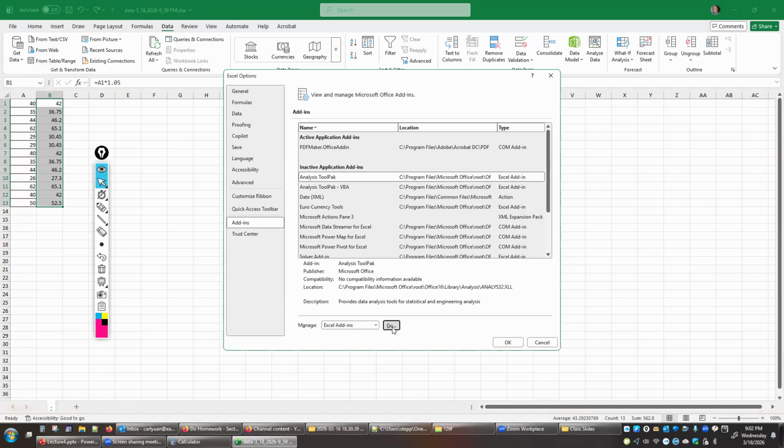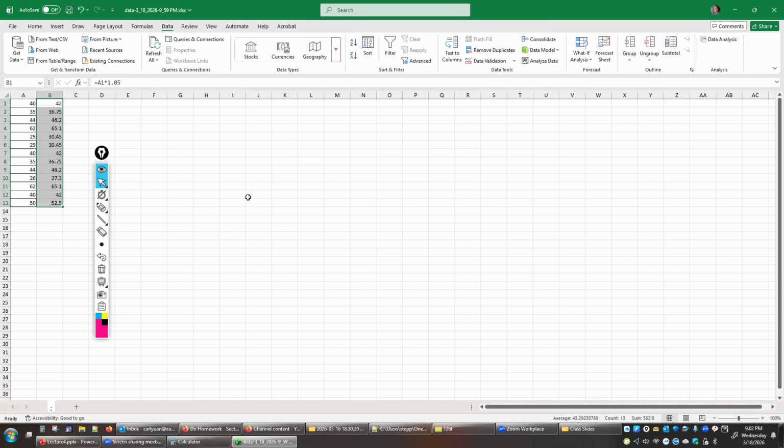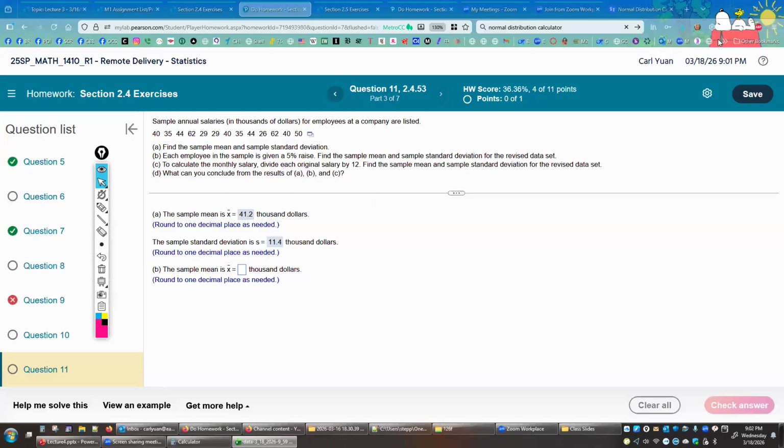All right, click on go. So I check analysis toolpack, click on OK. And now you're going to see that a data analysis option appeared on top of the menu. All right, so now I'm going to open that.